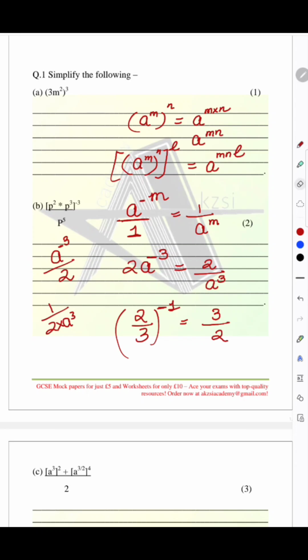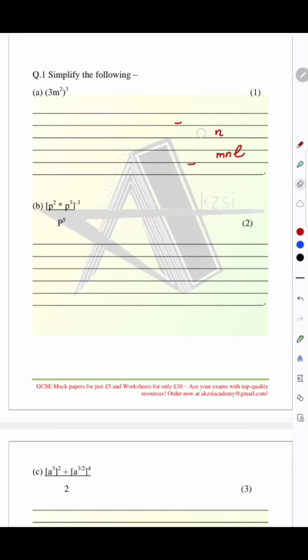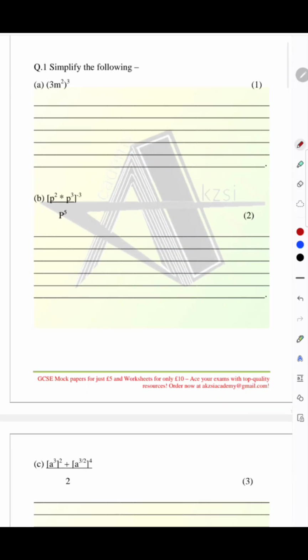Now moving on to the next one, which is anything to the power of 0 is always 1. So a to the power of 0 is 1. Any number, 1 lakh to the power of 0, negative 32 to the power of 0, doesn't matter what number this is, to the power of 0 will always give you 1.